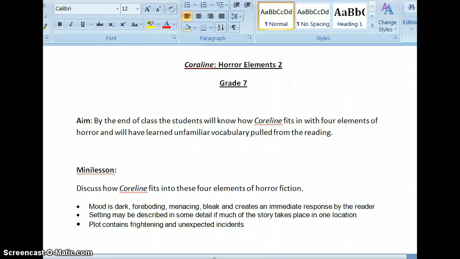Here's my lesson plan for this day. What we're doing is studying horror as a genre, and I picked Coraline, which is a great book meant for students about this age, and it also had a movie to go along with it, and an audiobook. And so I tried to incorporate all of these.